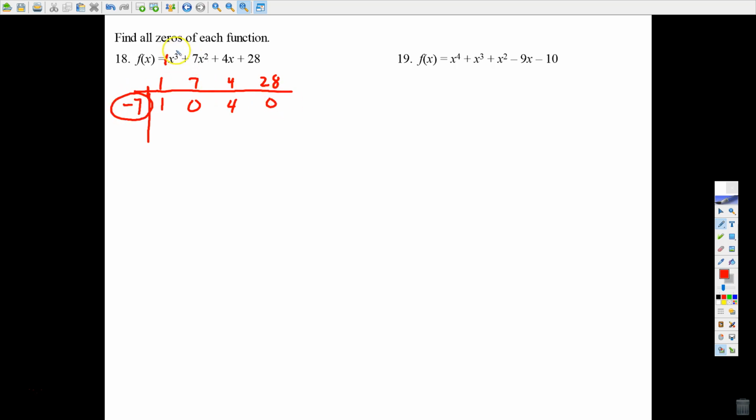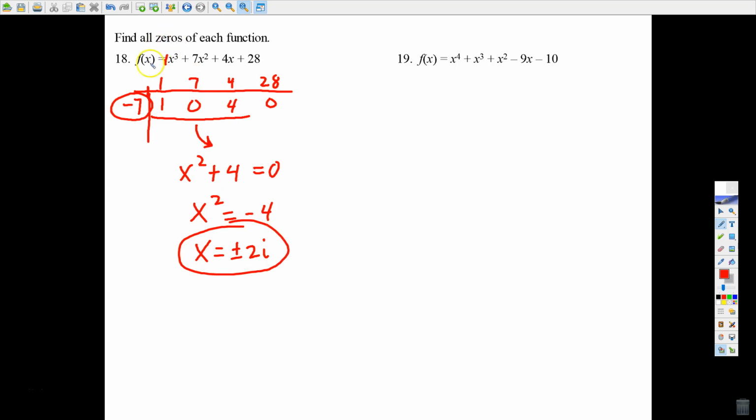Alright, so I'm looking for 3 zeros. -7 is one of them. Now I'm going to find the other 2 by letting this represent a quadratic equation. So just keep in mind, once again, if I divide it into cubic, the resulting polynomial should be quadratic, just 1 degree less. So let's solve this. X squared is equal to -4. X is equal to plus minus 2i.